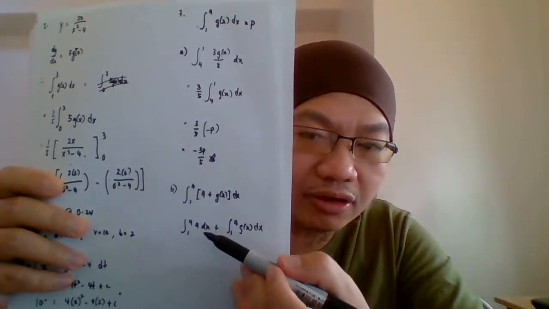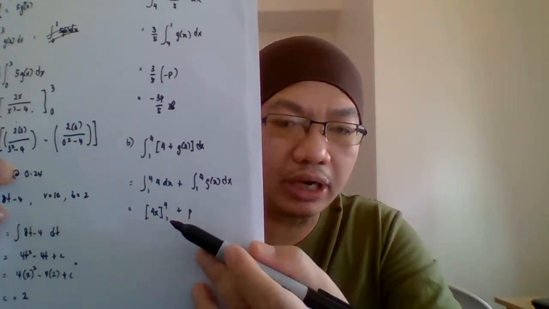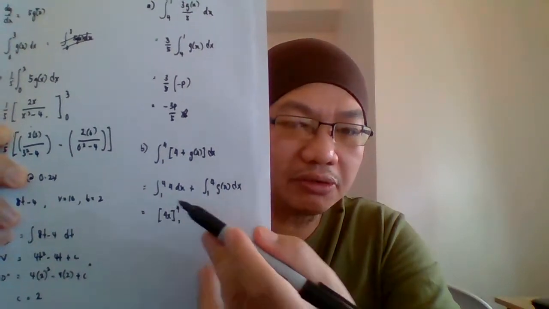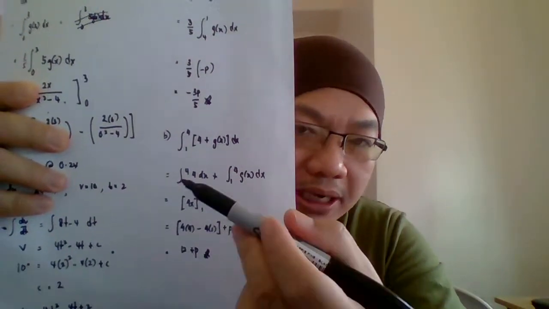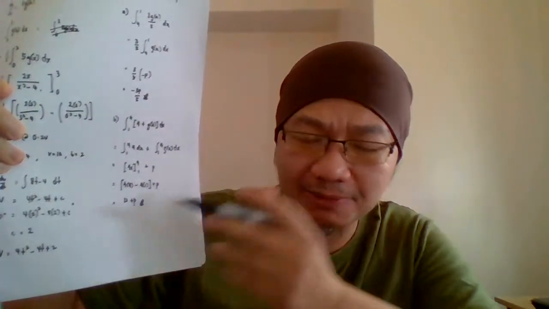But this one, integrate 1 to 4 of dx, you need to do the normal integration here. So you're supposed to get 4x from the limit of 4 and 1, plus p. This is p. So this one we simplify by substituting 4 and 1 inside. So you will get 4 times 4 minus 4 times 1, plus p. So 16 minus 4 is 12 plus p. Okay, that is the final answer for question number 7b. Okay, 12 plus p.